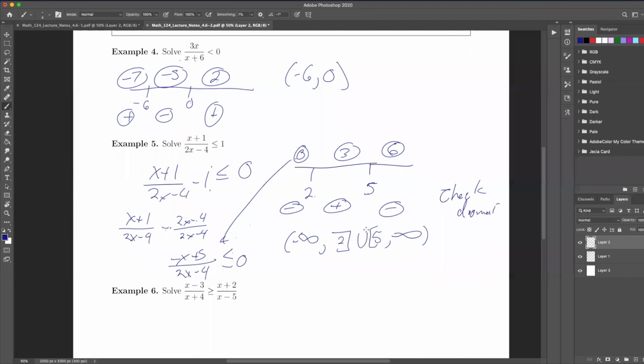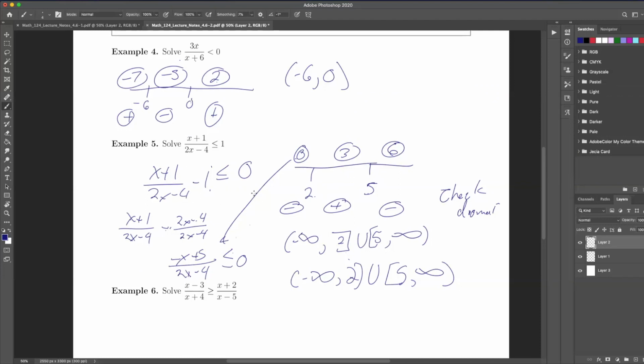So notice 2 is not in the domain, right? So 2 is not in our domain. Since 2 is not in our domain, we cannot include it. So we have to change that to a parenthesis. Now, why is that? Because if I put 2 into our equation, I'm dividing by 0, which is not allowed.